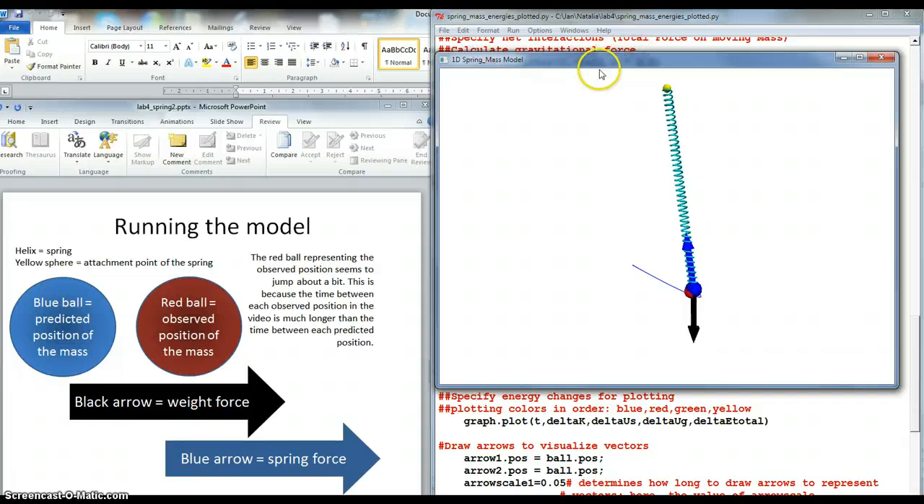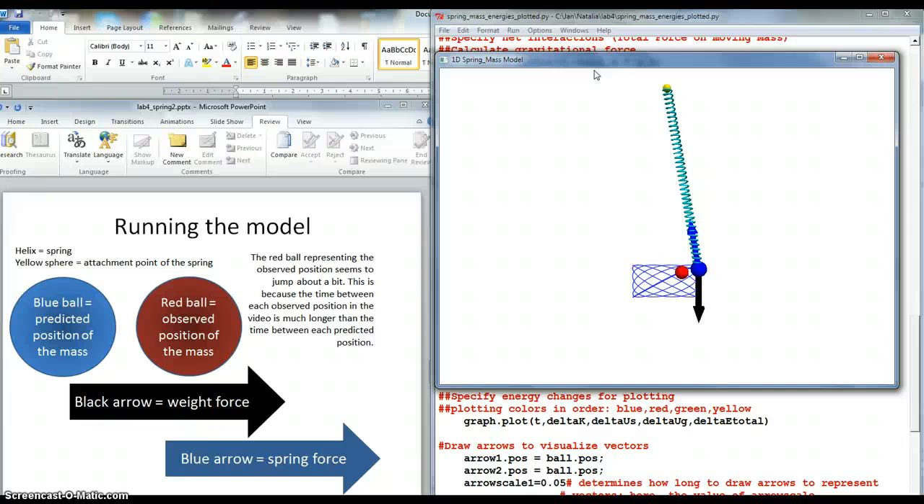The blue ball represents the predicted position and the red represents the observed position. We see that the weight force represented by the black arrow is always pointing down, and the spring force in blue is always pointing up, meaning that the spring is longer than its natural length. The weight does not change in magnitude, but the spring force does. The arrow representing the spring force is getting longer and shorter as the mass oscillates.